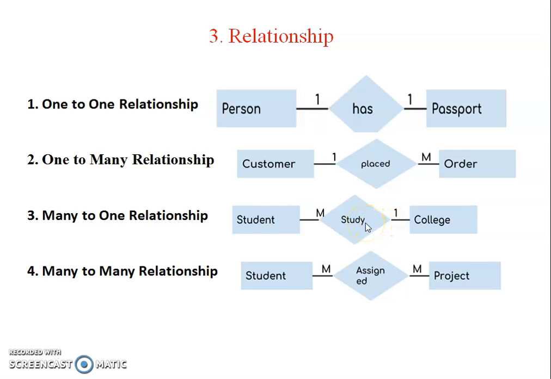And the fourth one is many-to-many relationship. What happens in many-to-many relationship? When more than one instance of an entity is associated with more than one instance of another entity, it is known as many-to-many relationship. For example, a student can be assigned to many projects, and a project can be assigned to many students. Got it? That was the third type of component, that is relationship.